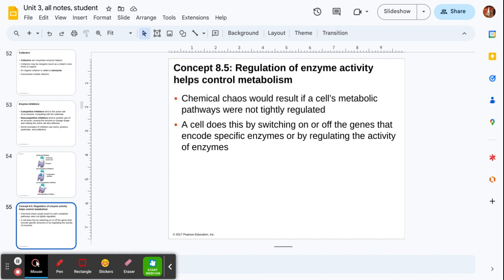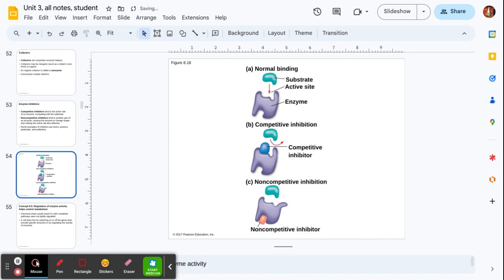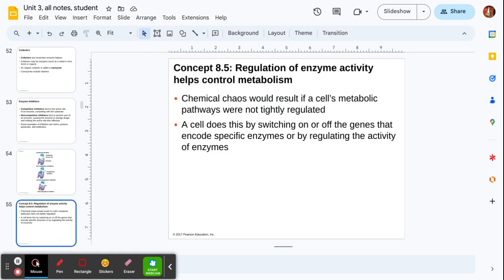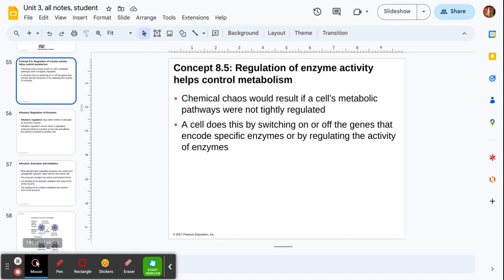So we saw that here, where the non-competitive inhibitor changes the shape of that active site, and now the substrate doesn't fit nearly as well as it did before. So those are all examples of inhibition that are not normal. That could be toxins, poisons, things in the environment that get into our bodies and then negatively affect the functioning of our enzymes.